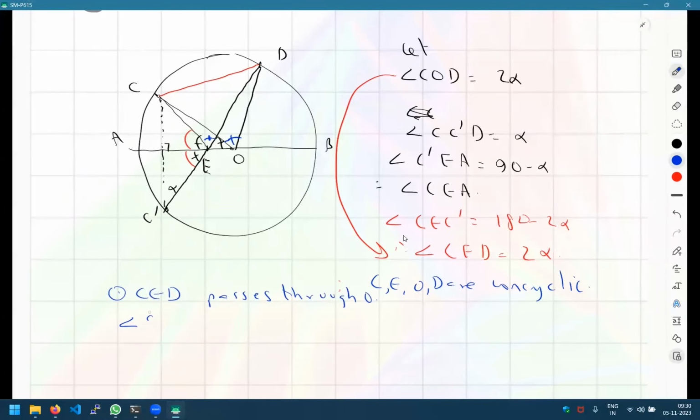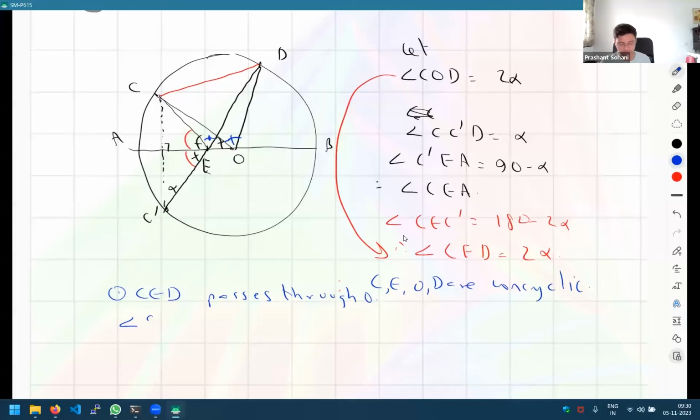And also, sir, I have one more method. Yes, one minute. So I hope everybody has followed this method. The main idea was reflecting C in the line AB to get this point C dash, right? That was the main idea over here.